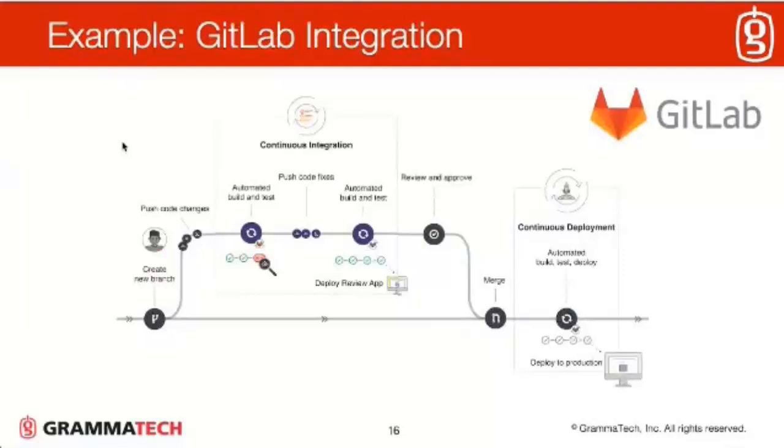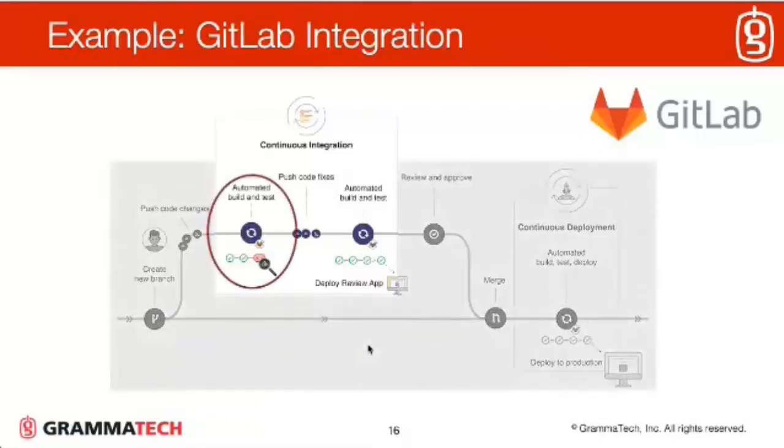So here's an example with GitLab. This is a typical GitLab workflow. On the left, we've got a developer who creates a new branch and pushes code changes into that branch, and then you've got this continuous integration box where the automated build and test is happening. And this is where our CodeSonar workflow fits into this automated build and test cycle.